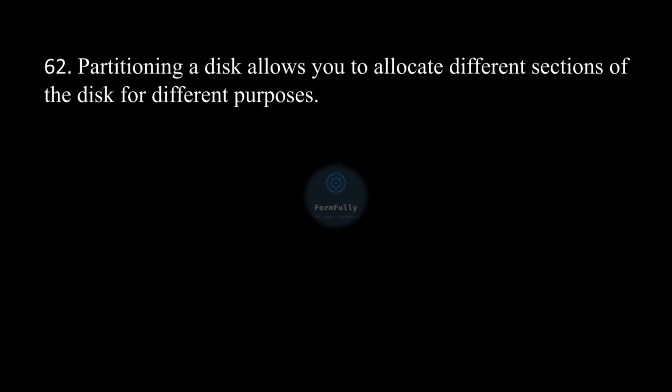Next question. Partitioning a disk allows you to allocate different sections of the disk for different purposes. Options: true or false. This statement is true, as disk partitioning involves dividing a physical storage device such as a hard disk or SSD into separate sections or partitions. Each partition can be treated as an individual unit which can be formatted and used for various purposes.